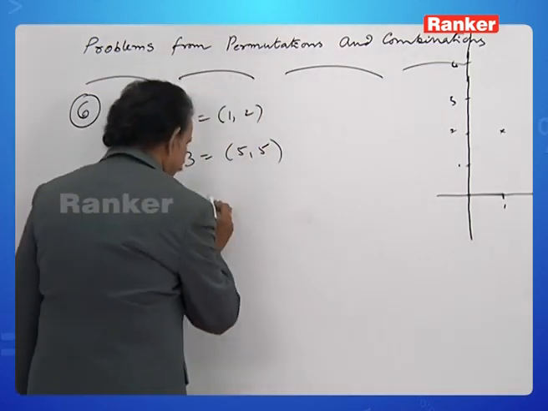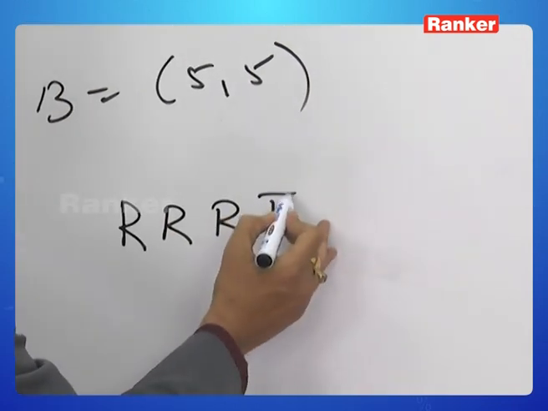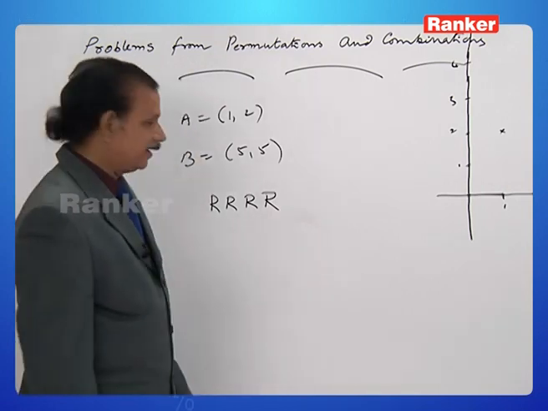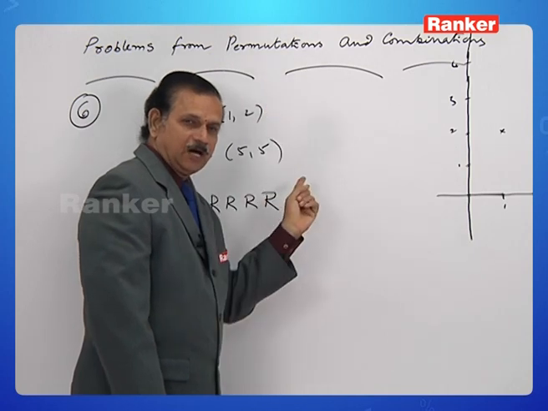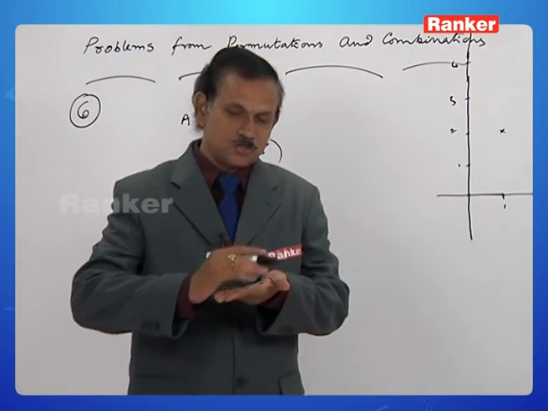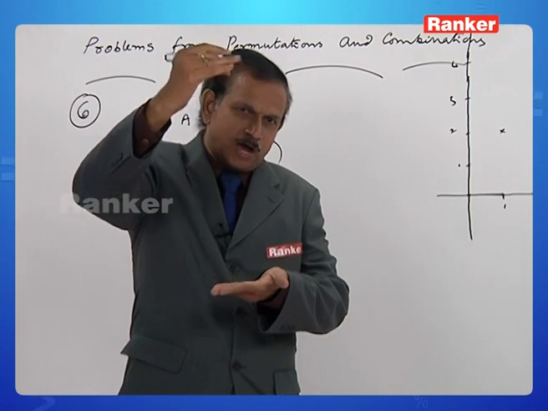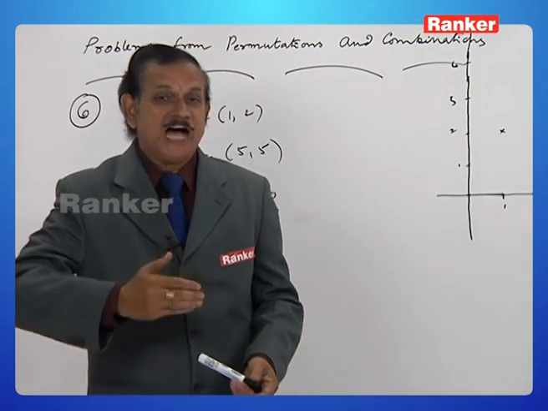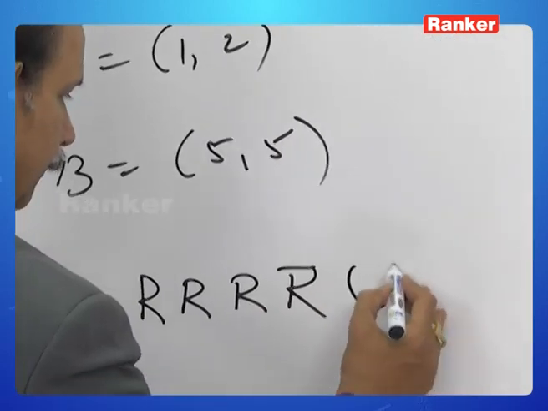Let me represent those right steps. Now, the difference between the y-coordinates. What is the difference between the y-coordinates? In the first point, the y-coordinate is 2 and in the second one it is 5. Therefore, the difference is 3. So, from 2 you may have to reach 5. How many steps you may go up? 3 steps you may have to go up. So, how many upward steps are needed? 3 upward steps are needed.